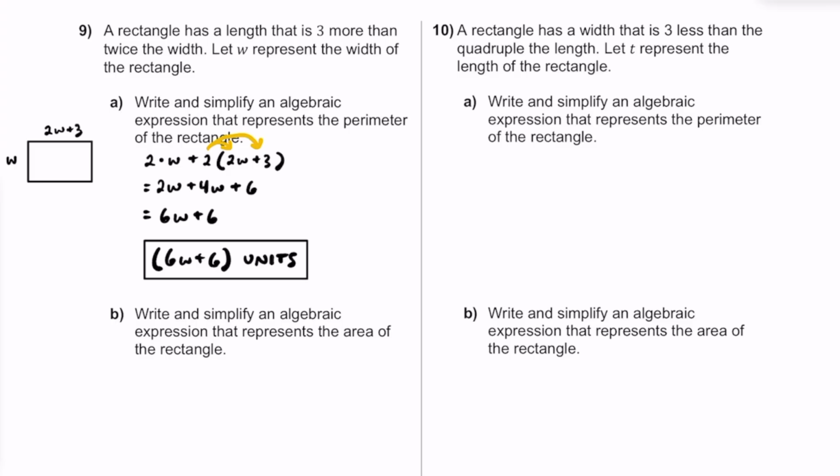All right, now for the area here, we can say the area is going to be length times width, right? So we know the two dimensions. Here's the length and here's the width. So we say that it's going to be W multiplied by 2W plus 3, right? So this would tell us the area of this particular rectangle.